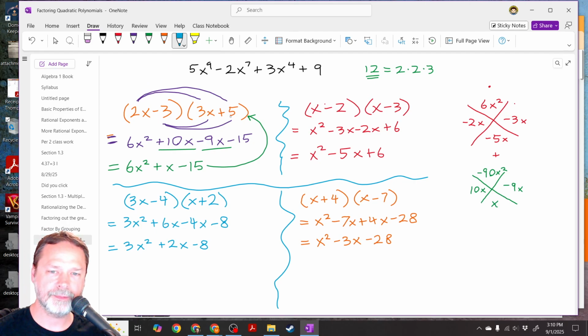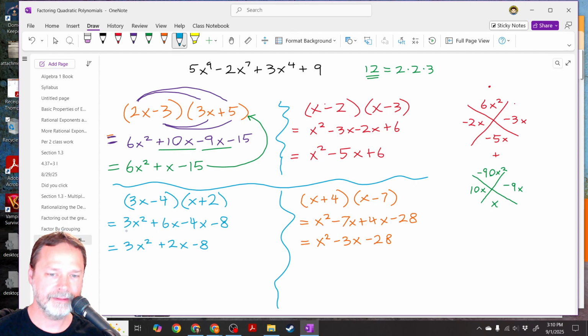So can we take these products? So we multiply these out. This is what I get. I multiply x minus 2 times x minus 3. I get x squared minus 5x plus 6. I got the step in between. I multiply 3x minus 4 times x plus 2.